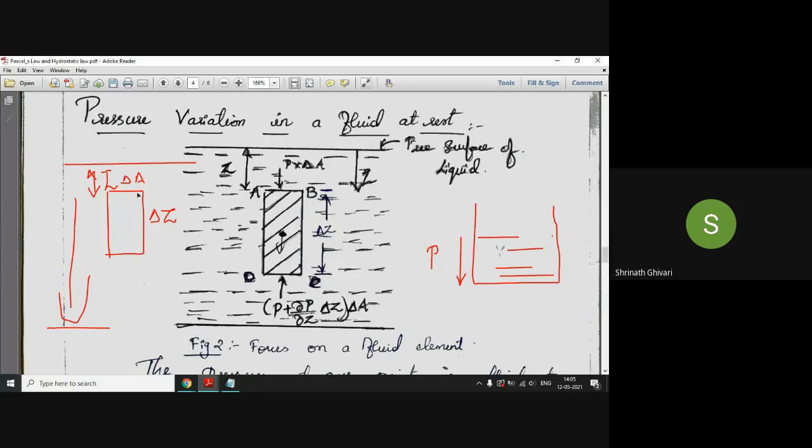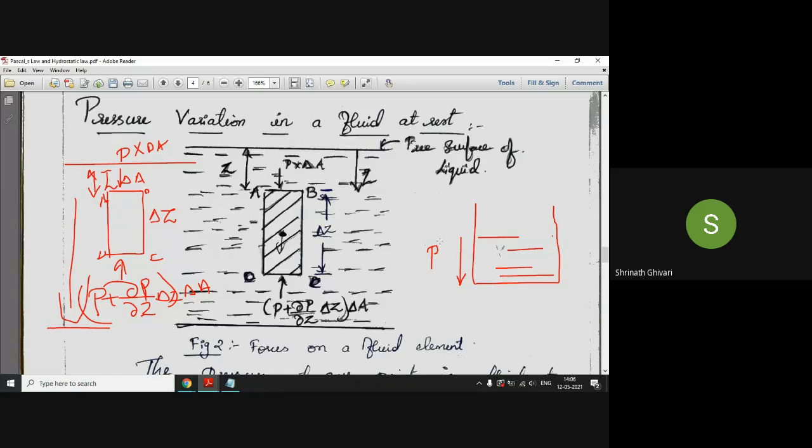So what are the pressure forces acting? The pressure force will be acting in the vertical direction only. One will be acting in the downward direction, one in the upward direction, that is on face AB and face CD. Here the pressure force will be P into delta A, and below the pressure force will be P plus dou P by dou Z delta Z into delta A, because pressure has already increased because of height. So this is the depth in pressure.